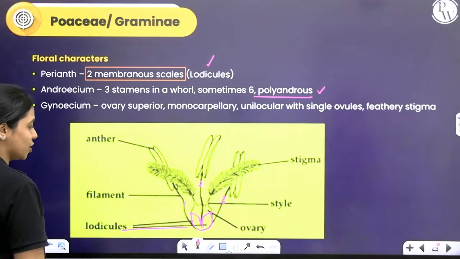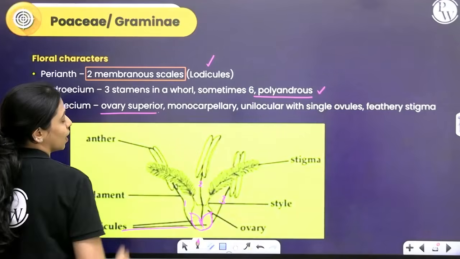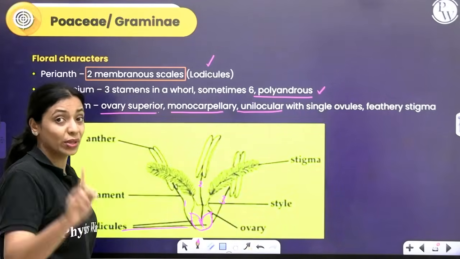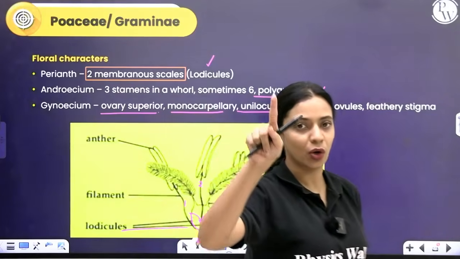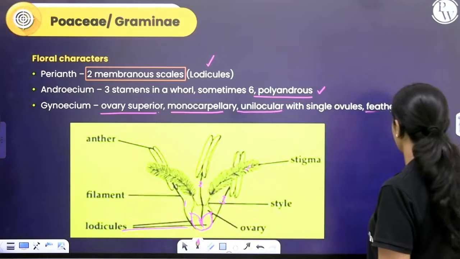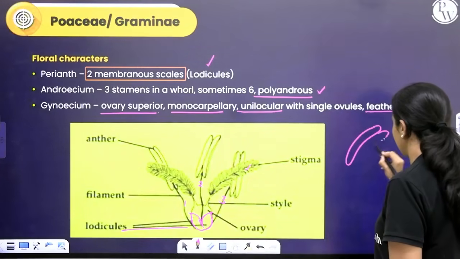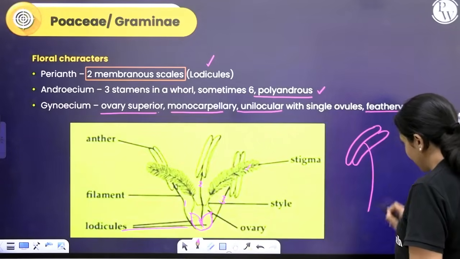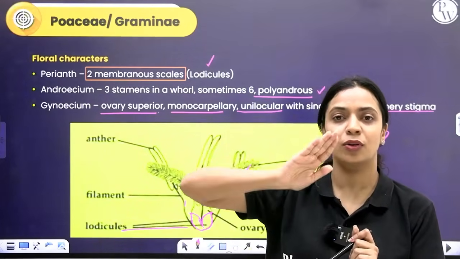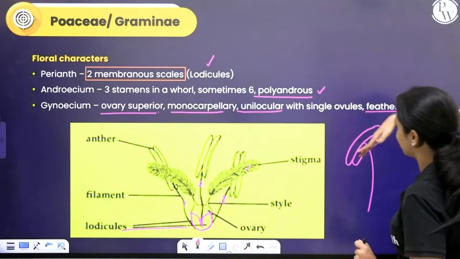How is the gynoecium? It's very clear that it is a superior ovary. This gynoecium is monocarpellary, unilocular, with a single ovule. One carpel, one locule, one ovule only. And the stigma here, as you can see, is very feathery. The anther here is said to be versatile. Versatile means the filament is attached only at one small point, so the anther lobes can zigzag, or move like a seesaw.